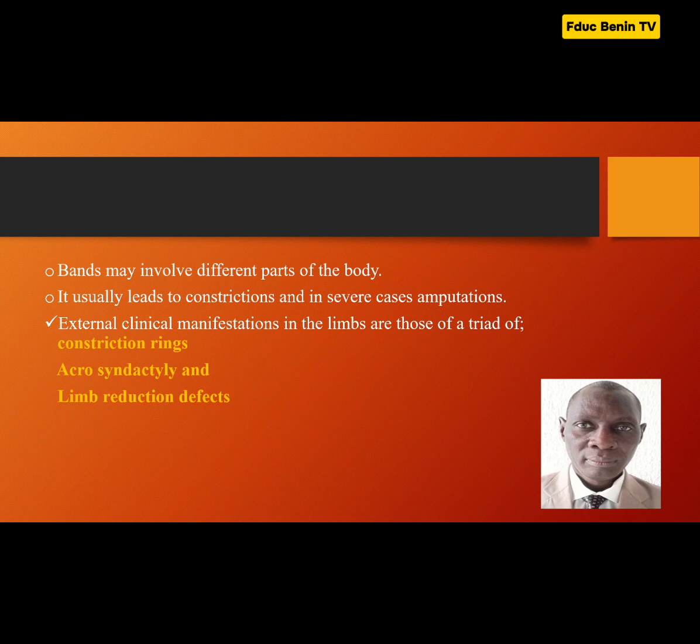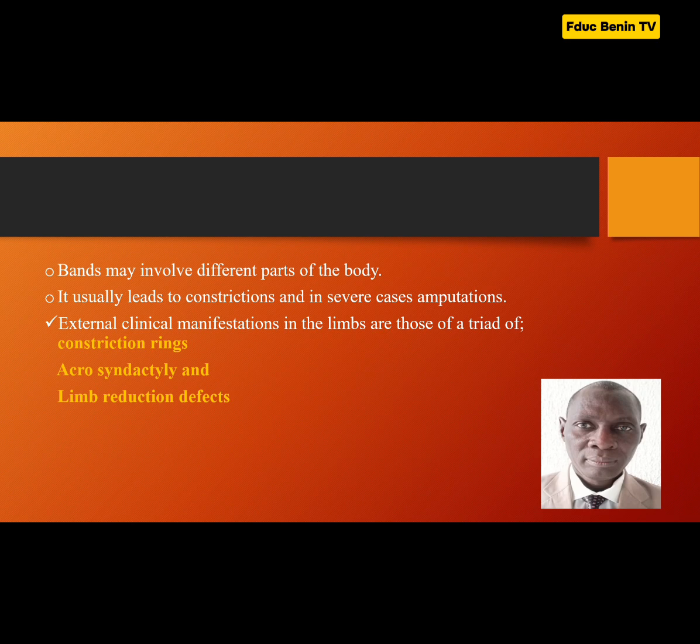Now, bands may involve different parts of the body. It usually leads to constriction, and in severe cases, amputations. The constriction is what will occlude the blood vessels. And if that particular place is severely constricted, the blood vessels will be obliterated, and then that particular part, in extreme cases, may be amputated.